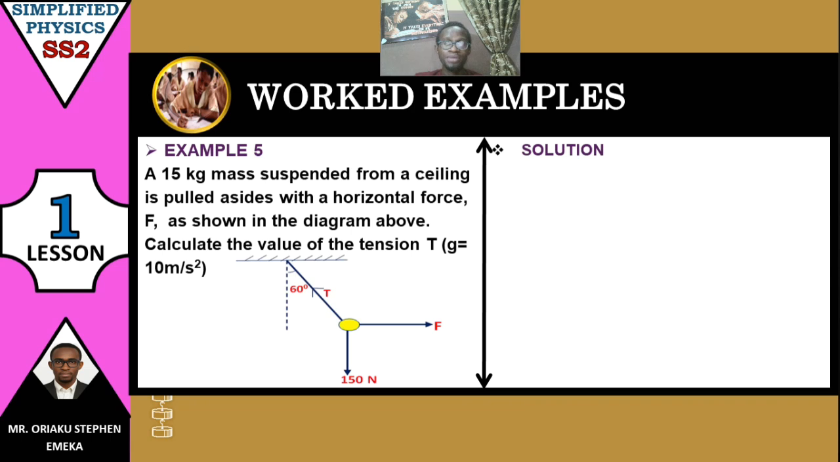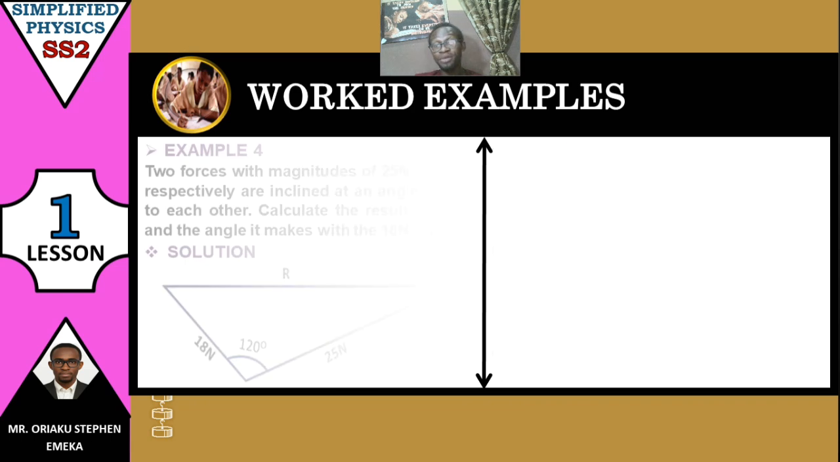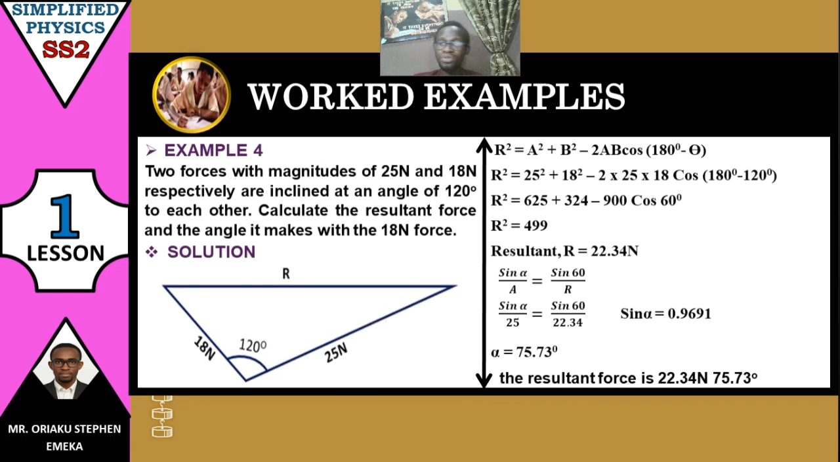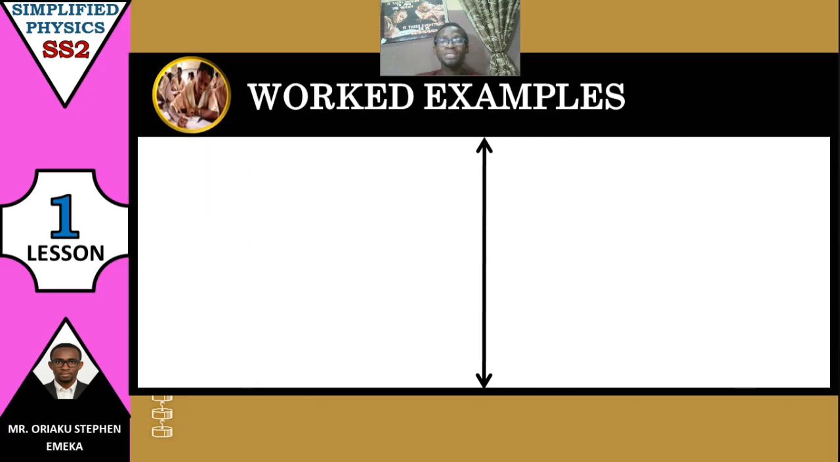So we look for the angle, using the sine rule, and we get this as our answer. Okay, let's go to the next example.